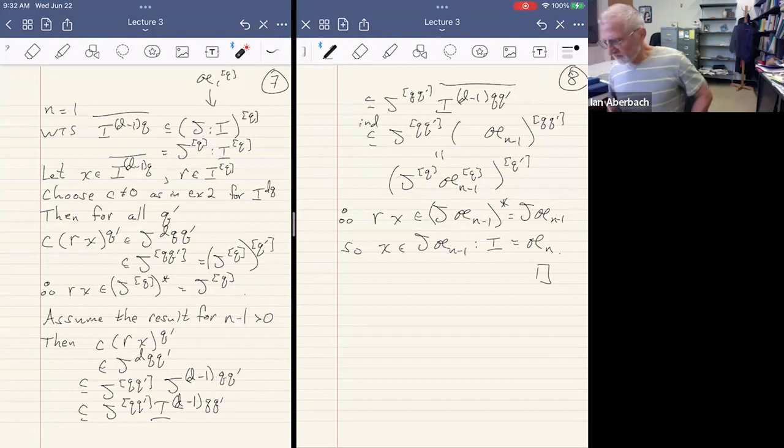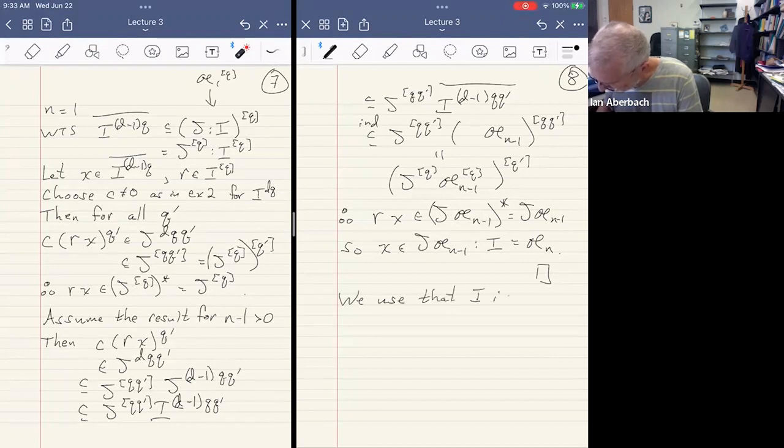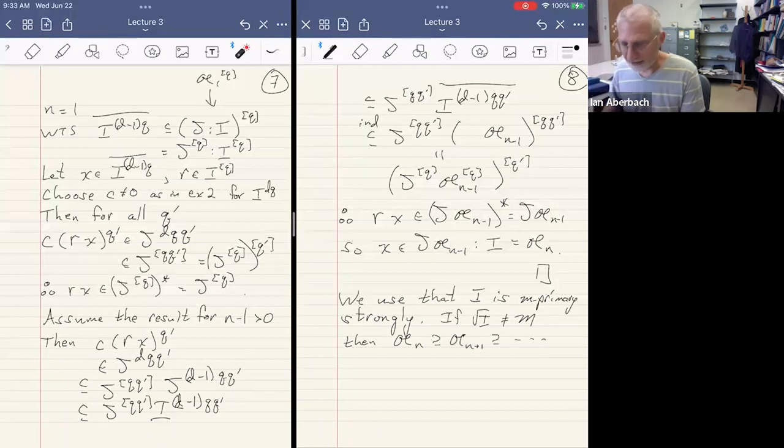All right. So if we want to try to understand M primary ideals a little further, we have to introduce these coefficient ideals, and we get nice coefficients. I should point out here that we use that I is M primary pretty strongly. If I isn't M primary, then we still have this sequence, but it's not at all clear that it stabilizes.